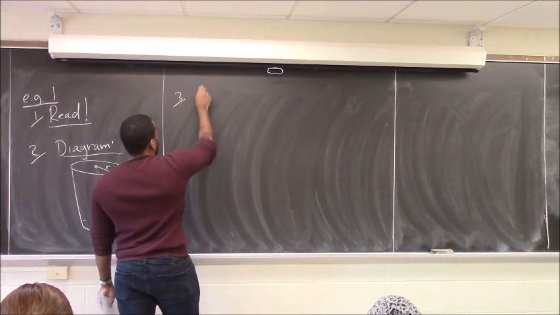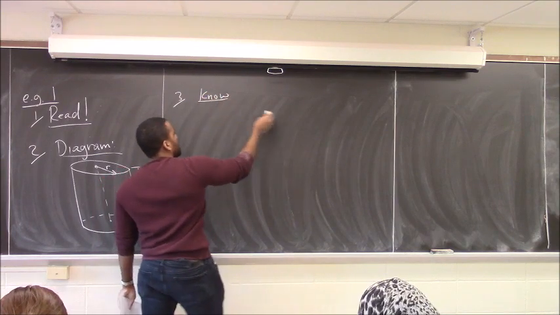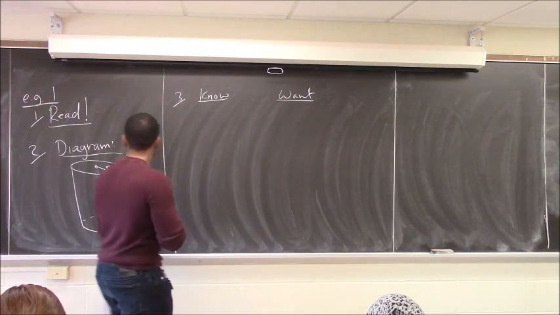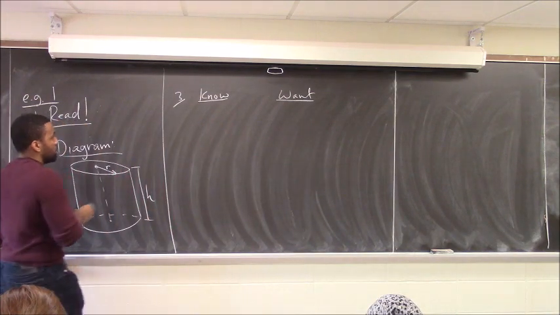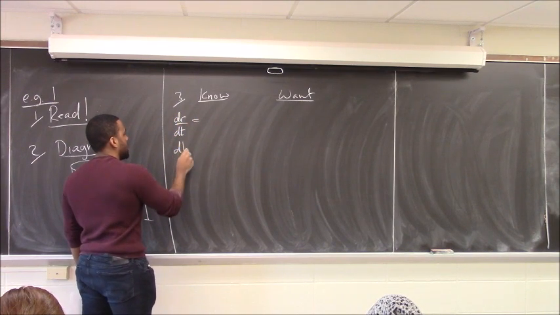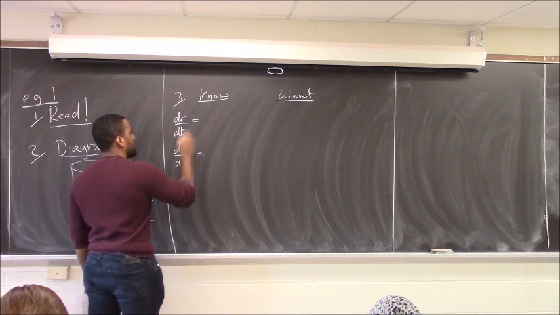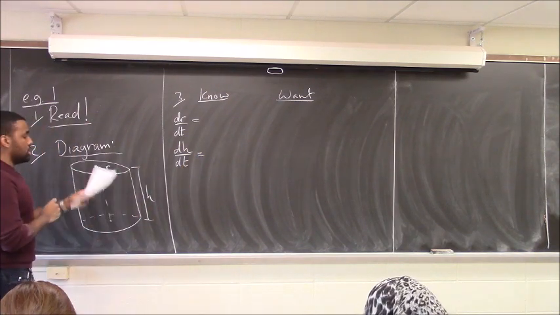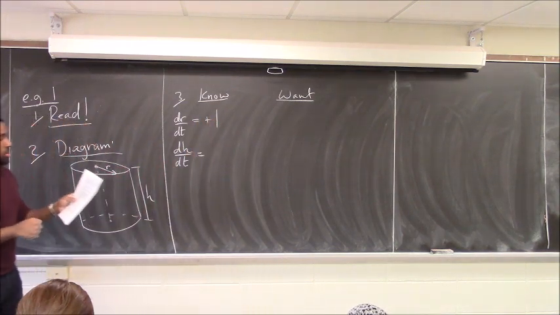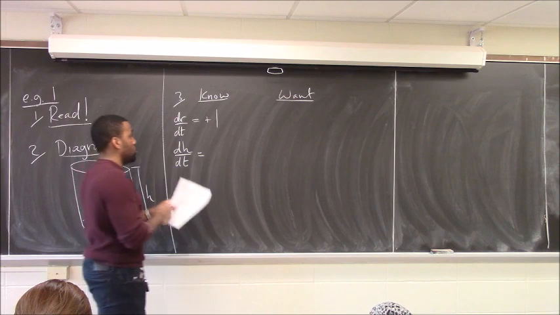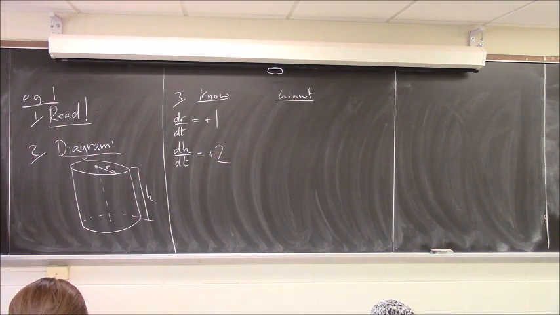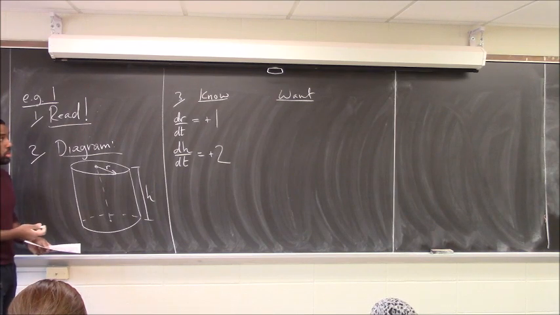Step 3, you're going to write down what you currently know and what you want to find. You need to answer this question. What we know so far is how fast the radius is changing and how fast the height is changing with respect to time. Radius is increasing by 1. Increasing means the derivative is positive. The height is increasing by 2. Increasing means the derivative is positive.